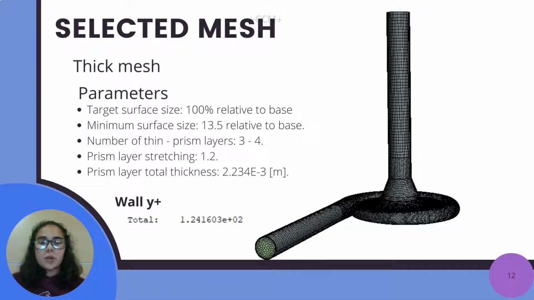Analyzing the results previously described, it is clear that the better mesh for the design of the pump is the thick mesh. This is due to its high efficiency and the low CPU time taken to generate the mesh.